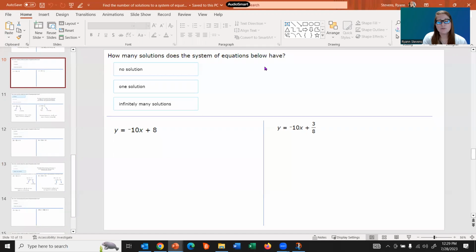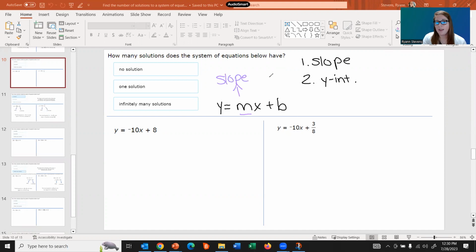But it's important to go through those steps. The first thing we want to do is check the slope. And then if the slopes are the same, we would check the y-intercept. We're going to use slope-intercept form, y equals mx plus b, where our slope is the value in front of x, or the value substituted for m, and our plus b is the y-intercept of the line.